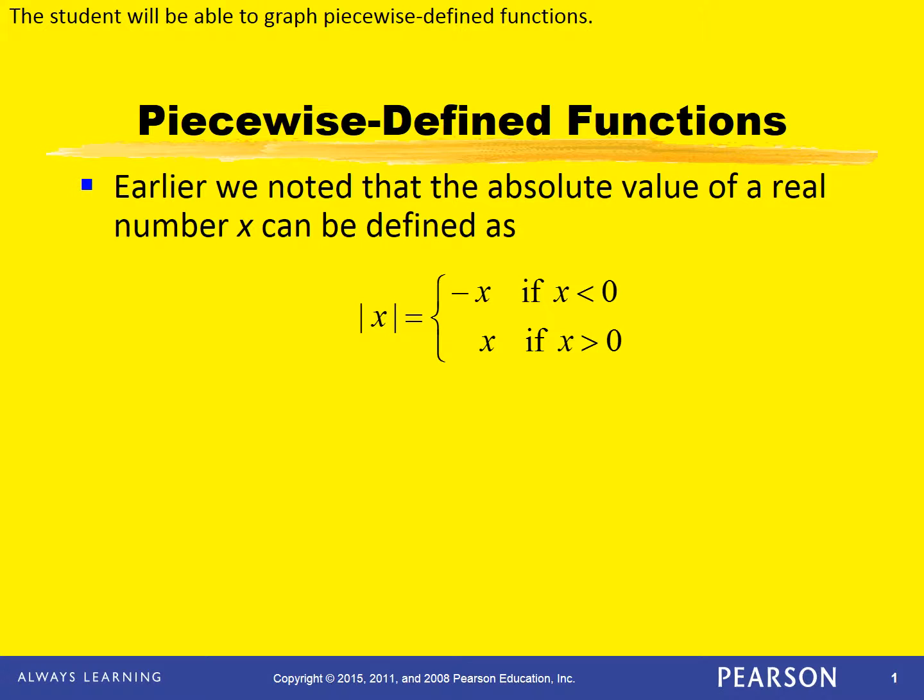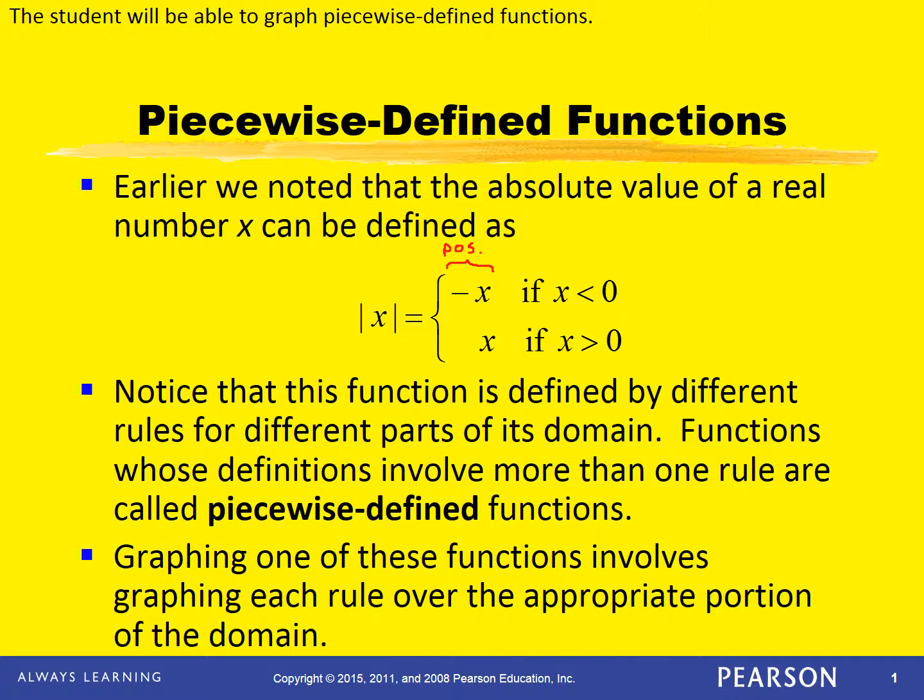On the left, that is where x is less than 0, the rule that holds is negative x, and on the right it's just x. When x is greater than 0, it's just x. And you're like, that thing right there, how can that be right? Because I thought absolute value can't be negative. Well, you're right, because negative x is positive when x is less than 0.